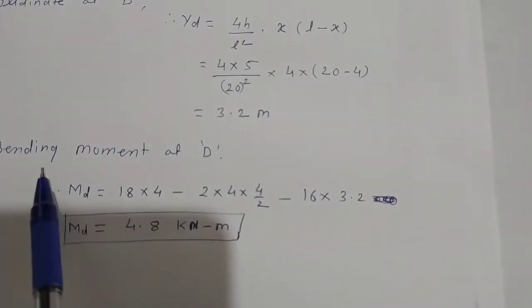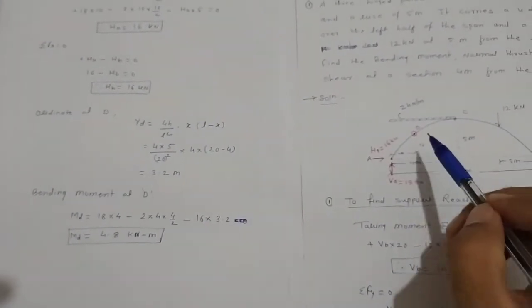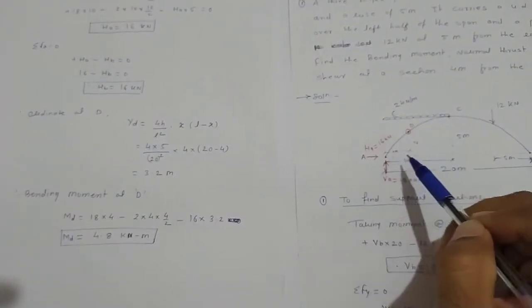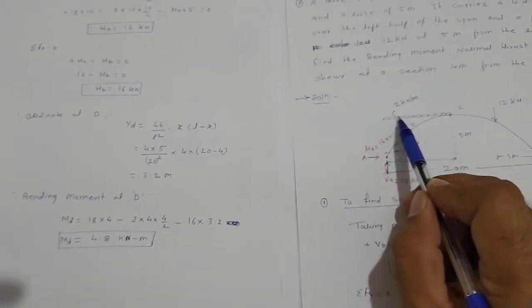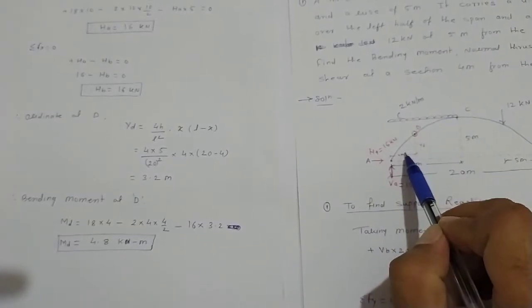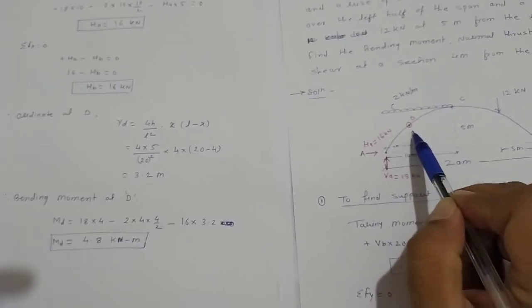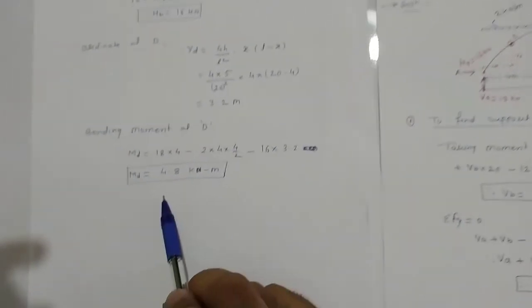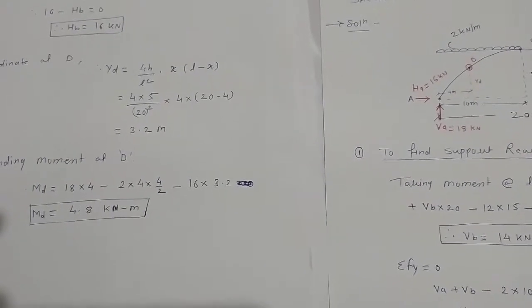Now we will calculate the bending moment at point D. So we will calculate the moment at point D. VA into 4 minus, only considering this much of UDL, 2 into 4 into 4 by 2. Then horizontal reaction 16 into YD, YD was 3.2. So you will get the moment at point D, that is 4.8 kilonewton meter.